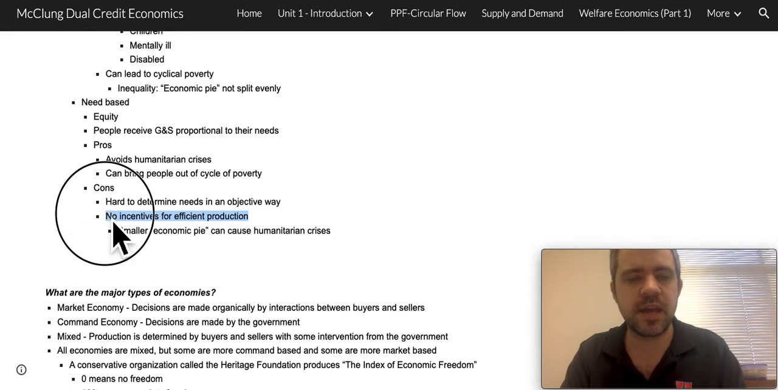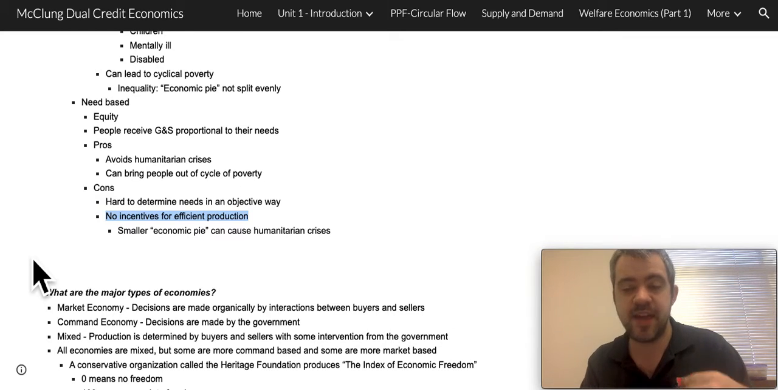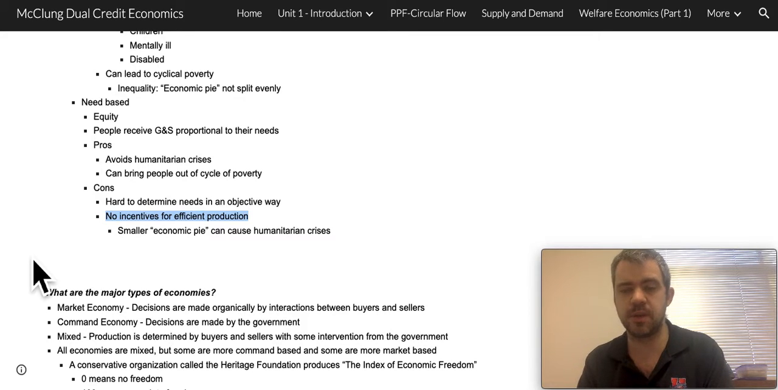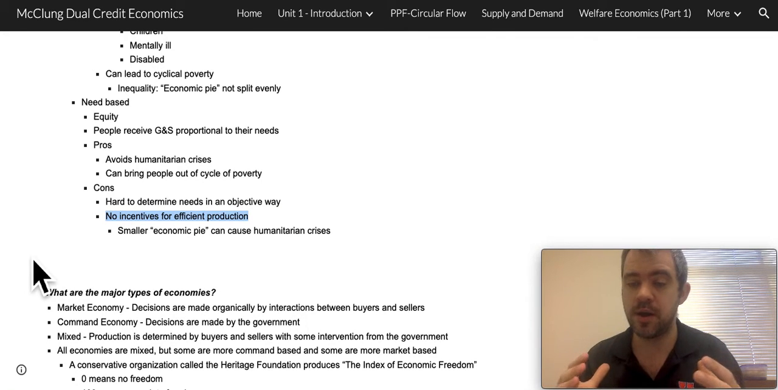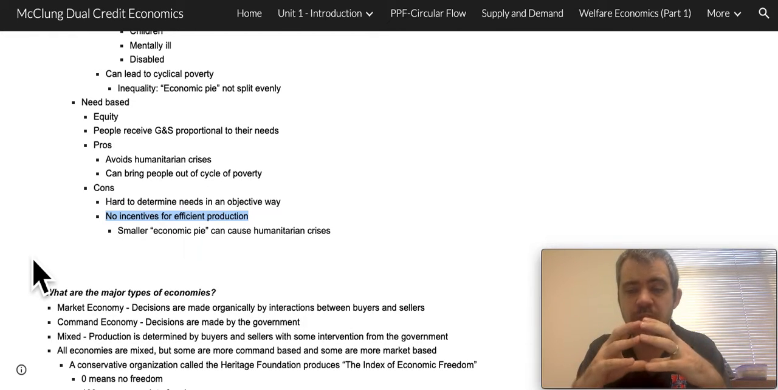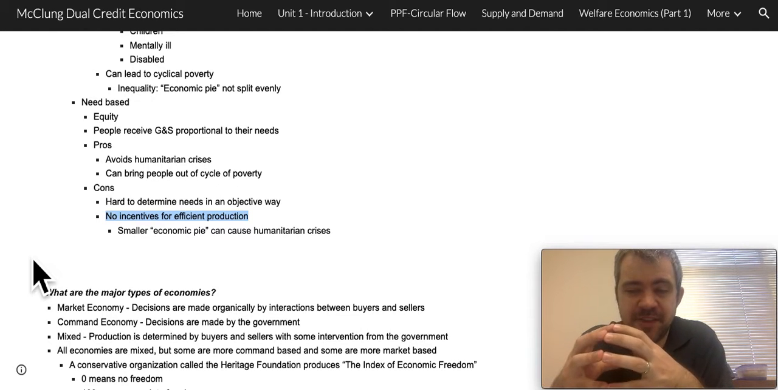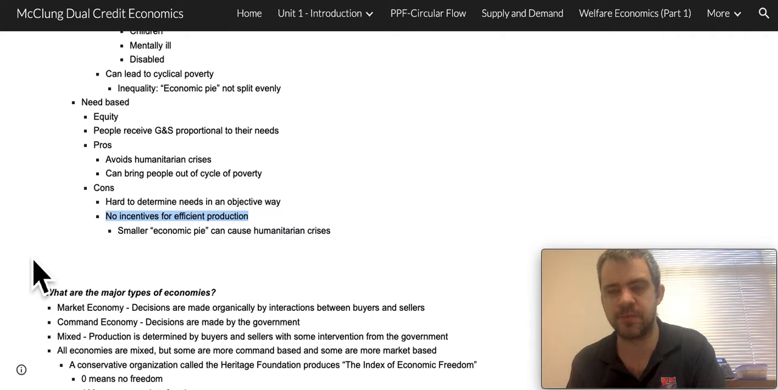It also can harm incentives for efficient production. If everyone knows they're getting the same thing, then all of a sudden there's not the same incentive to produce as efficiently as possible. You're going to get the same thing no matter what, and so that can harm production. And if we have less that we have produced, we have this smaller economic pie to distribute. So not having very much to go around can actually create some of the humanitarian crises that we talked about before, because people aren't working hard to produce all the stuff.